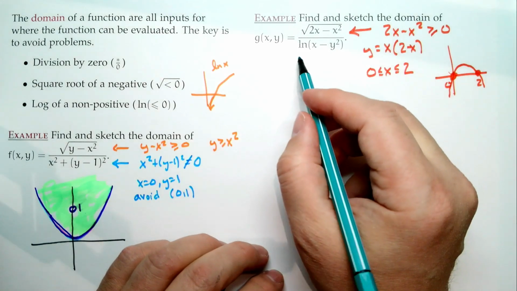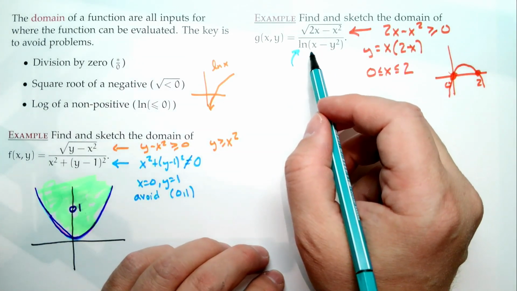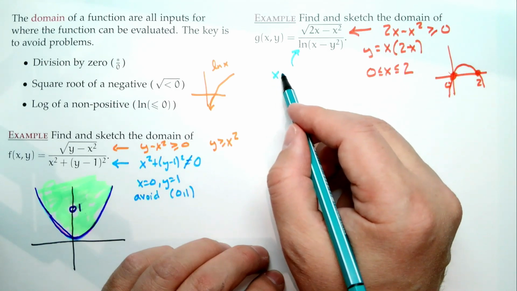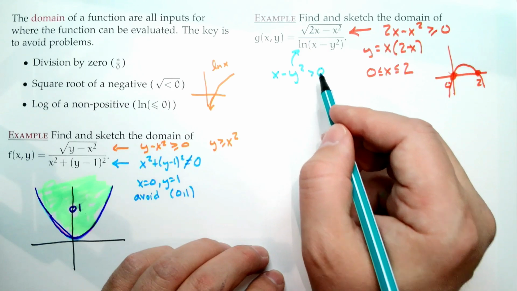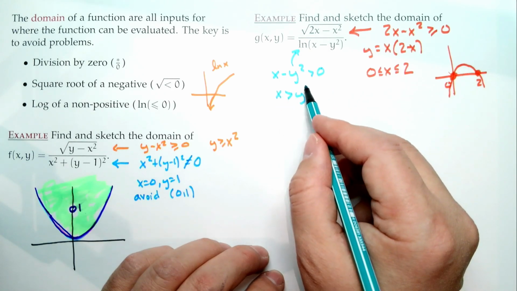We do see a logarithm. Let's talk our way through the log. So if I see a log, what has to be true about the inside? It has to be positive. So x minus y squared has to be positive, which says x has to be greater than y squared.